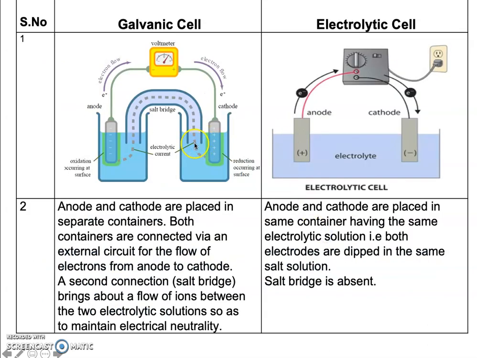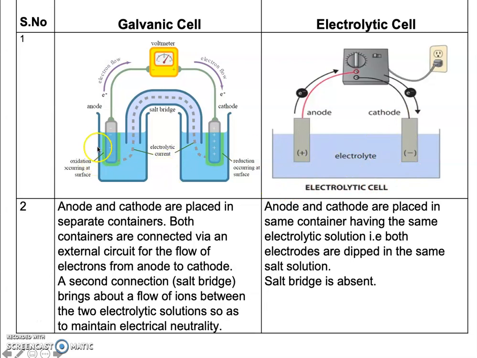So this is the diagrammatic representation of a galvanic cell on the left hand side, and the right hand side represents an electrolytic cell. You can see from the diagram itself that the first most important difference is that the anode compartment and the cathode compartment are separate. That means there are two different and separate compartments, one for the anode and the other for the cathode. Whereas in the electrolytic cell, you see that both the anode and cathode are placed in the same container having the same electrolytic solution.